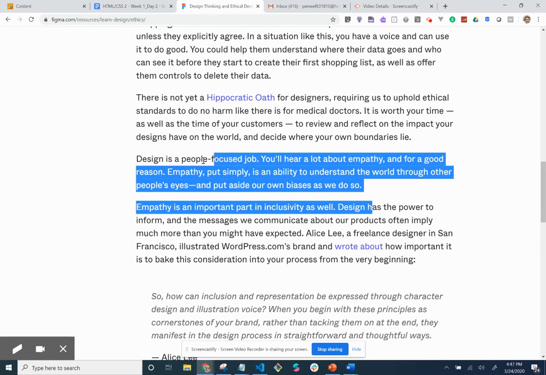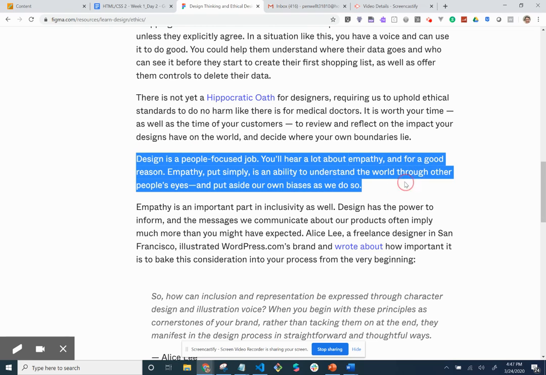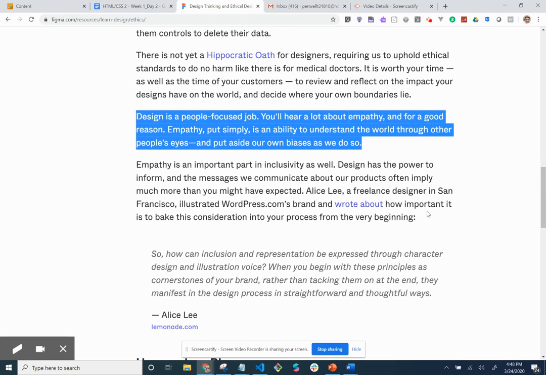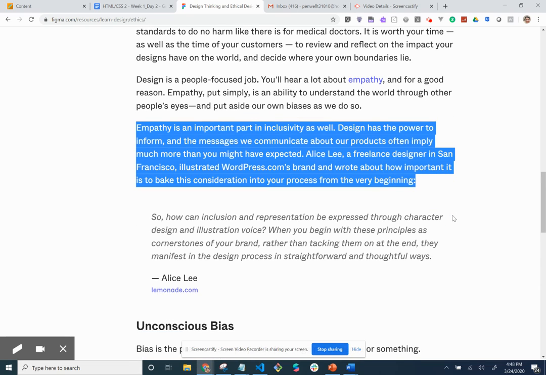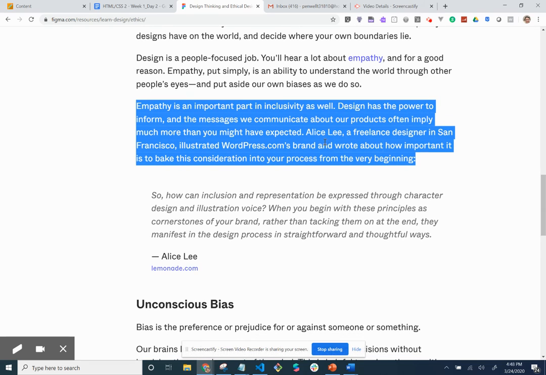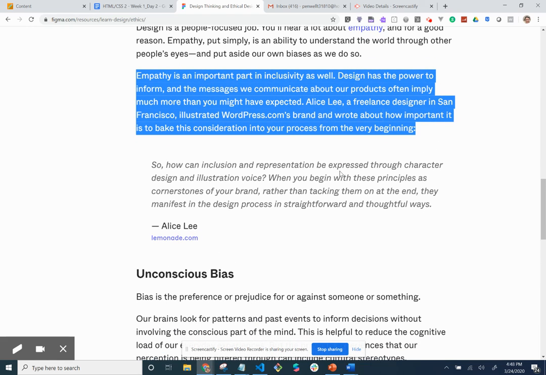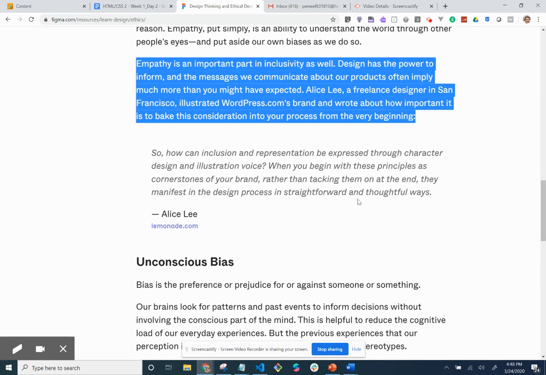Design is a people-focused job. You'll hear a lot about empathy, and for a good reason. Empathy is just the ability to understand the world through other people's eyes. Empathy is an important part of inclusivity as well. Design has the power to inform, and the messages we communicate with our products imply much more than what we've expected. Alice Lee, a freelance designer in San Francisco, illustrated WordPress's brand and wrote about how important it is to bake this consideration into your process from the very beginning.